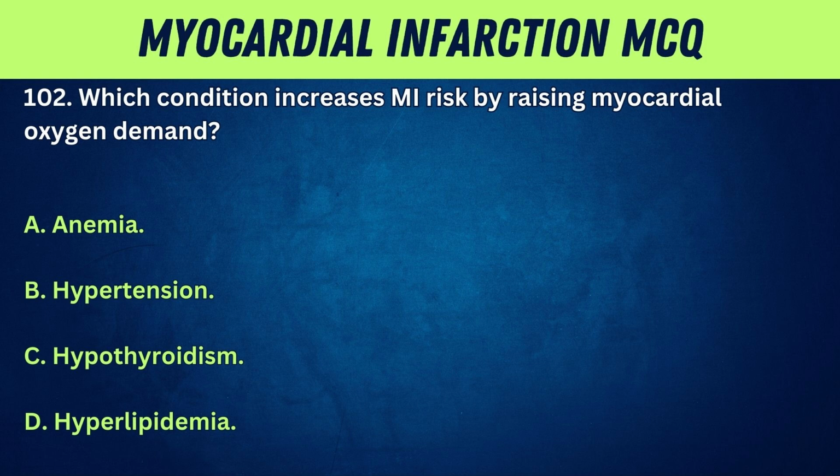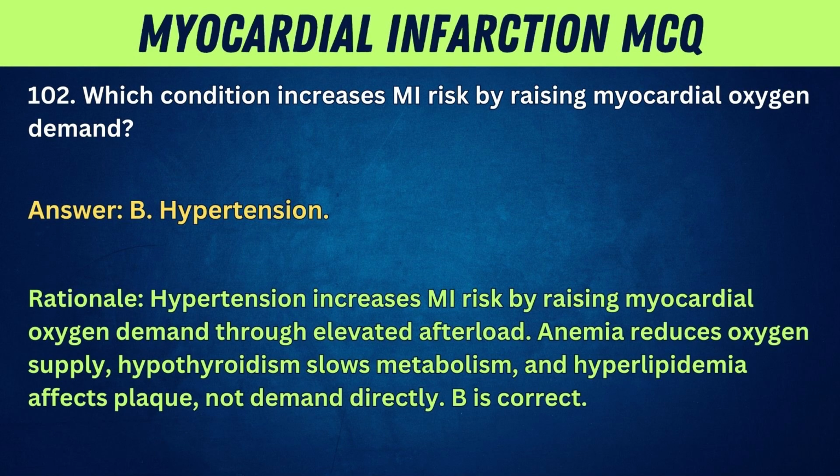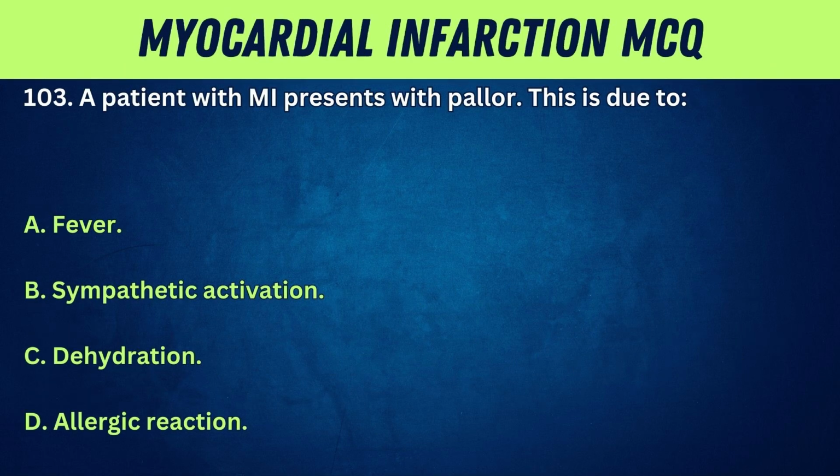102. Which condition increases MI risk by raising myocardial oxygen demand? A. Anemia. B. Hypertension. C. Hypothyroidism. D. Hyperlipidemia. Answer: B. Hypertension. Rationale: hypertension increases MI risk by raising myocardial oxygen demand through elevated afterload. Anemia reduces oxygen supply, hypothyroidism slows metabolism, and hyperlipidemia affects plaque, not demand directly. B is correct.